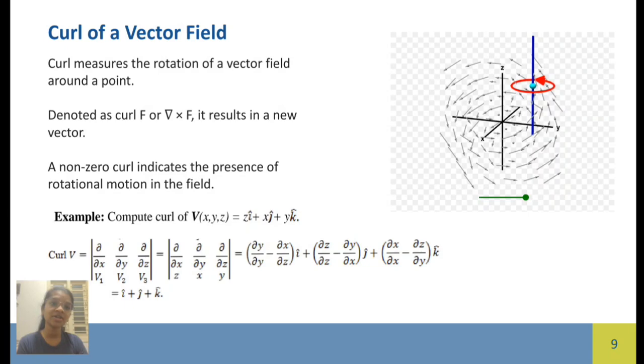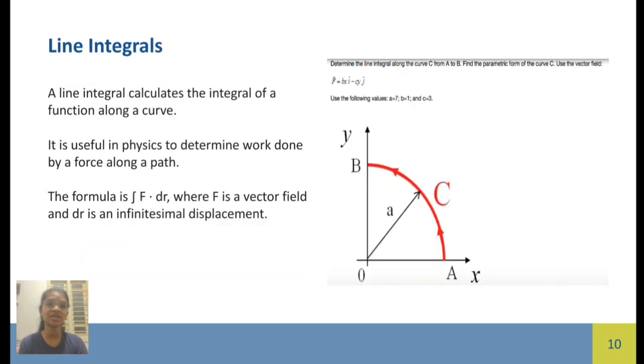(∂y/∂y − ∂x/∂z) i + (∂z/∂z − ∂y/∂x) j + (∂x/∂x − ∂z/∂y) k, which is equal to i + j + k.